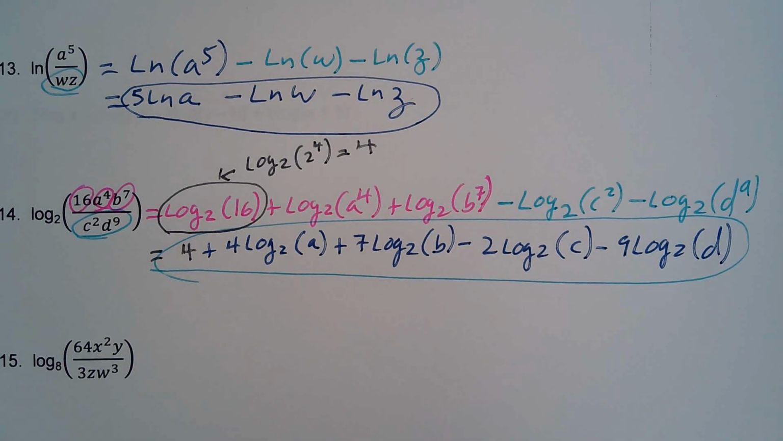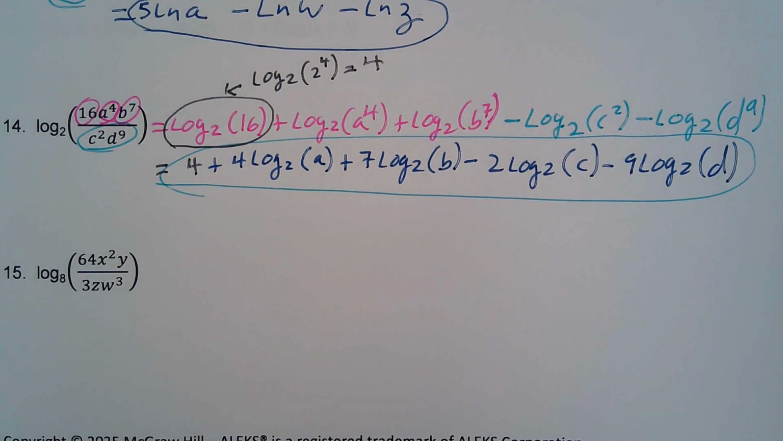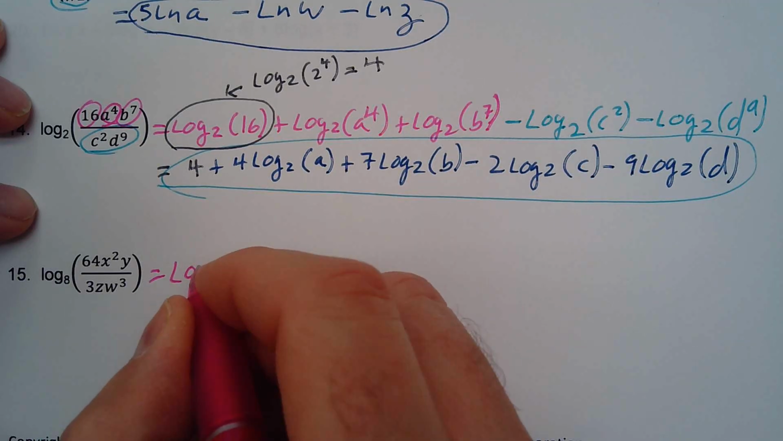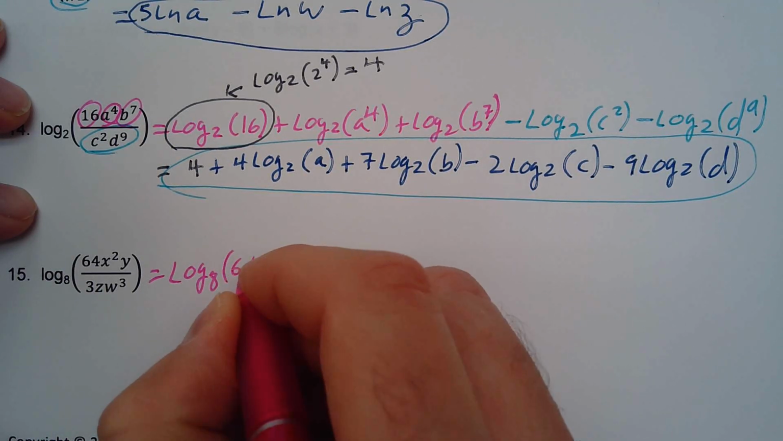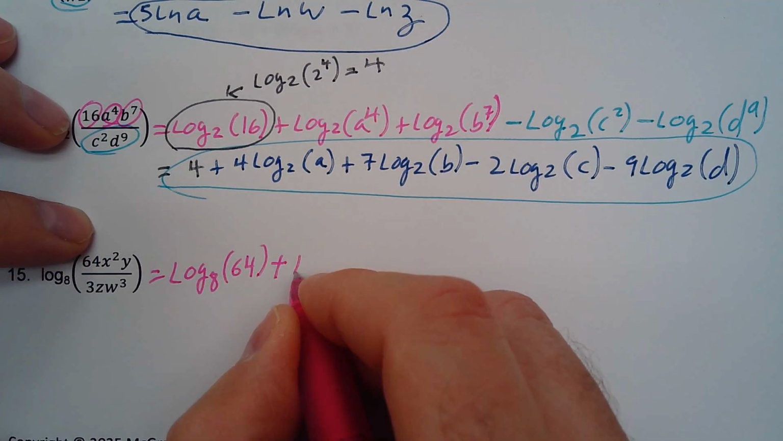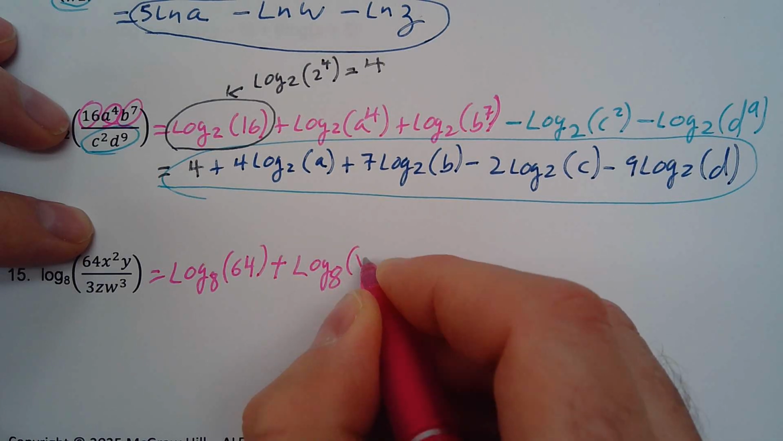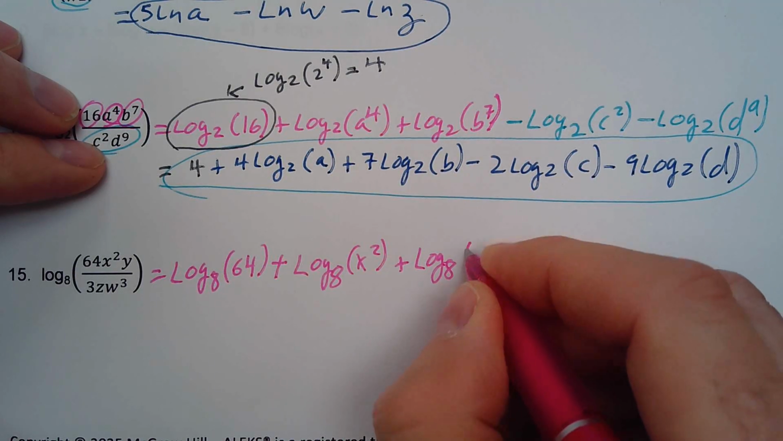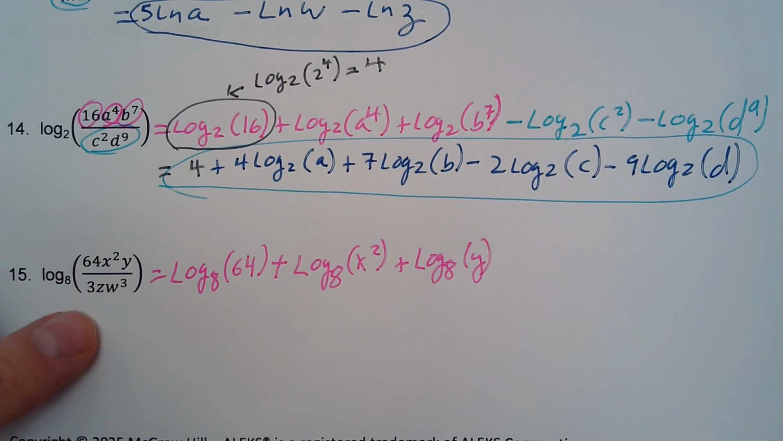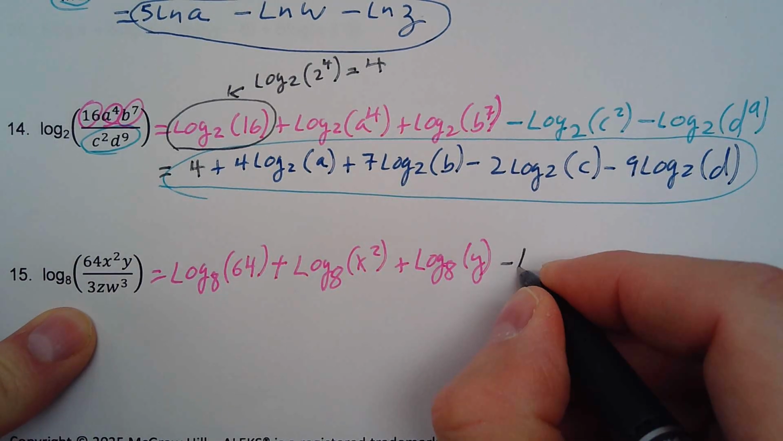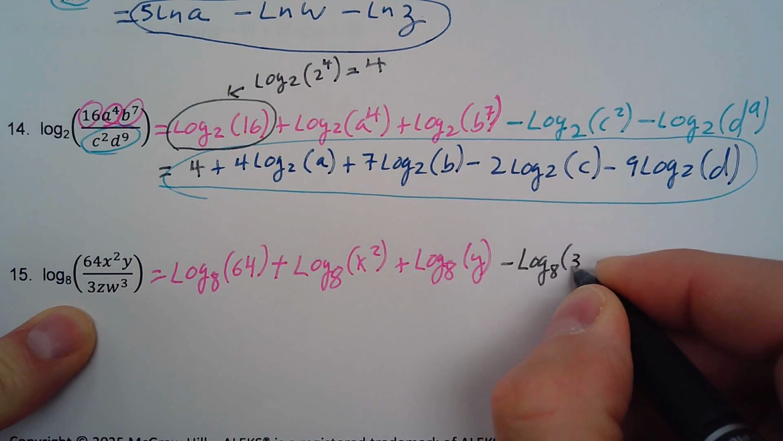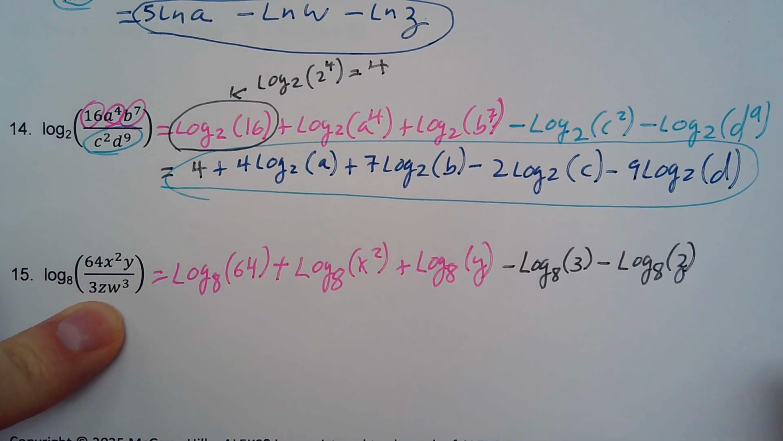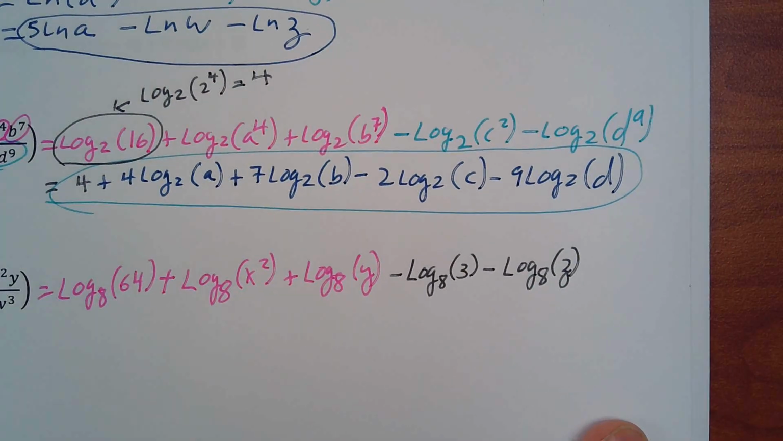Ooh, that was kind of a long one. Let's try this next one. So I have a factor of 64, a factor of x squared, and a factor of y. In the denominator, a factor of 3, a factor of z, and a factor of w cubed.